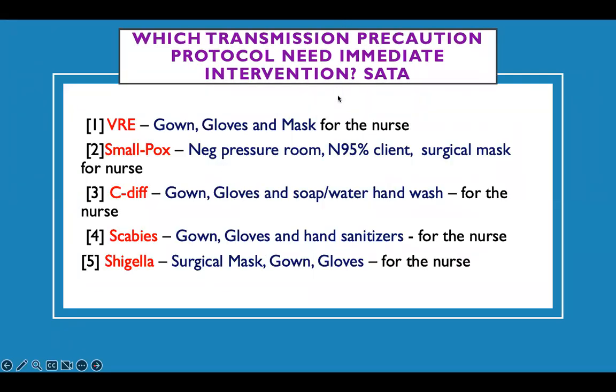Second one, which precaution protocol needs immediate intervention? That means there's a protocol that has been initiated and therefore we need intervention. So read the question carefully, understand it. Is this select or apply? We're talking about precaution protocol. Okay, transmission precaution protocol that needs immediate intervention. That means they're doing something wrong in terms of the disease process.